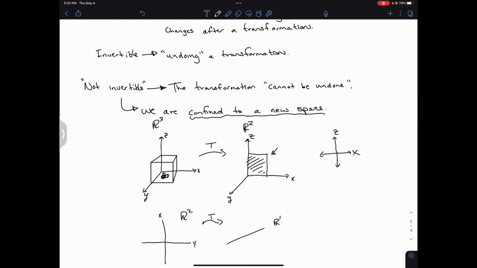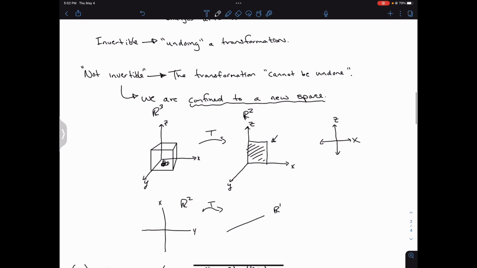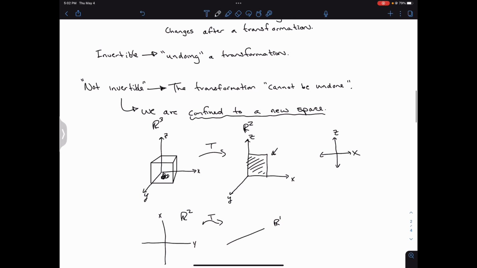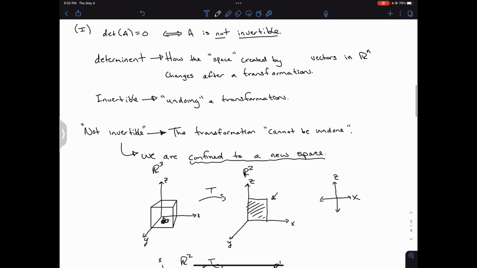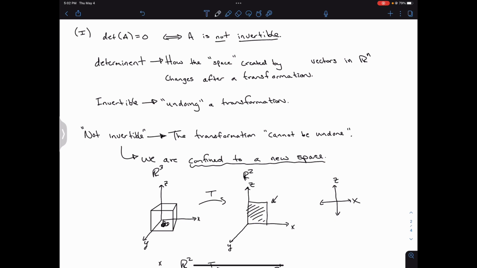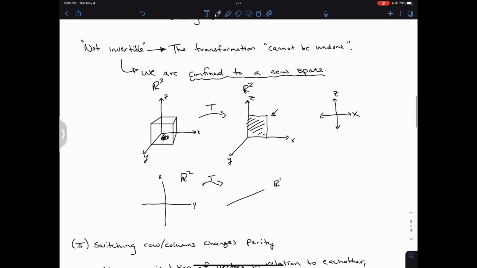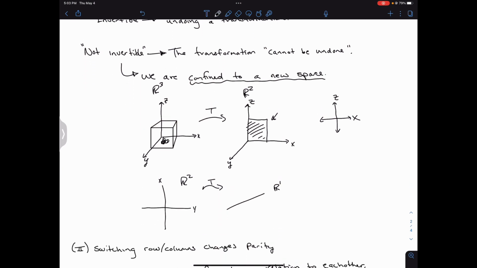A similar thing happens if we think about any point in the xy plane in R2 and we transform it to a line in R1. Again, we are stuck on that line. We can no longer get anywhere in that plane. So that is why the determinant is 0 if A is not invertible. It's just describing what it means to be not invertible.